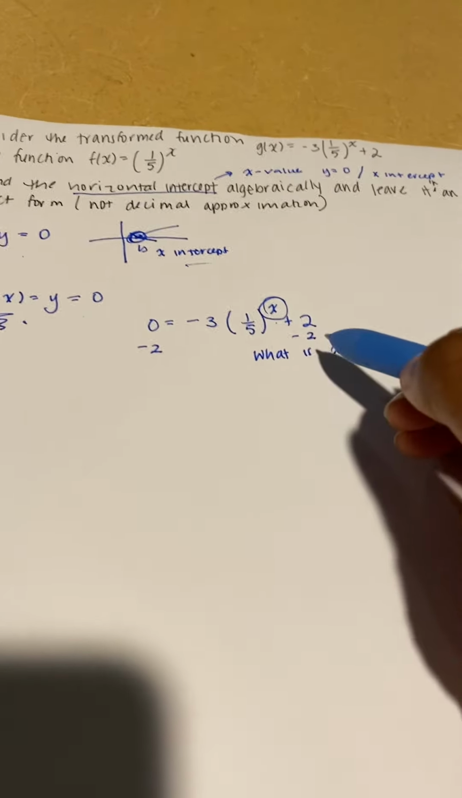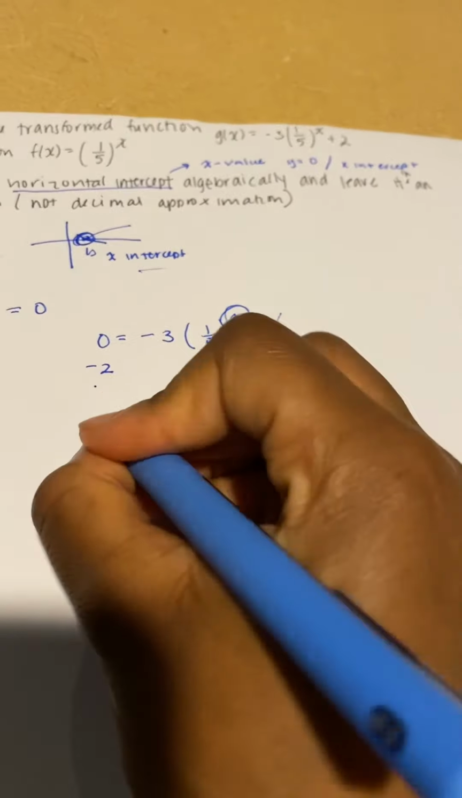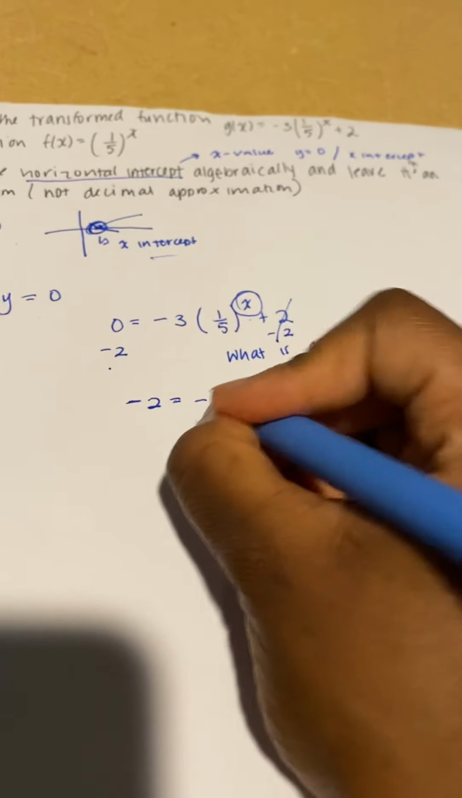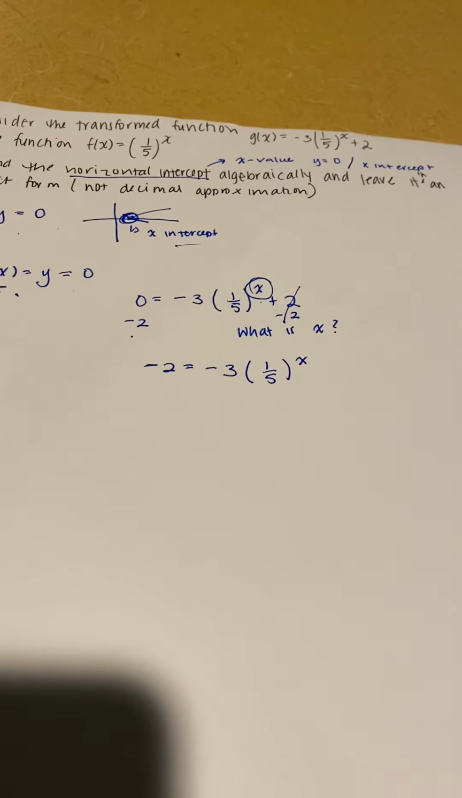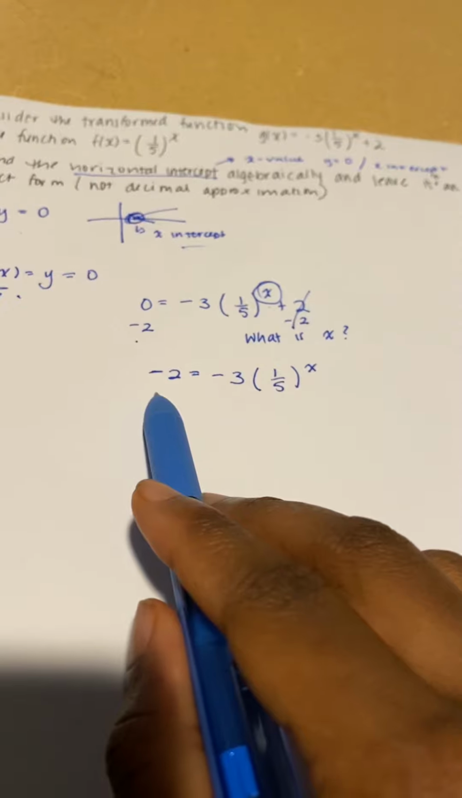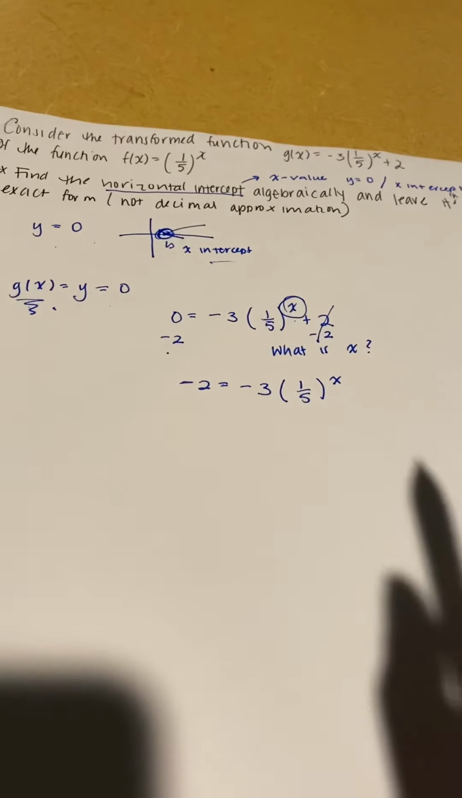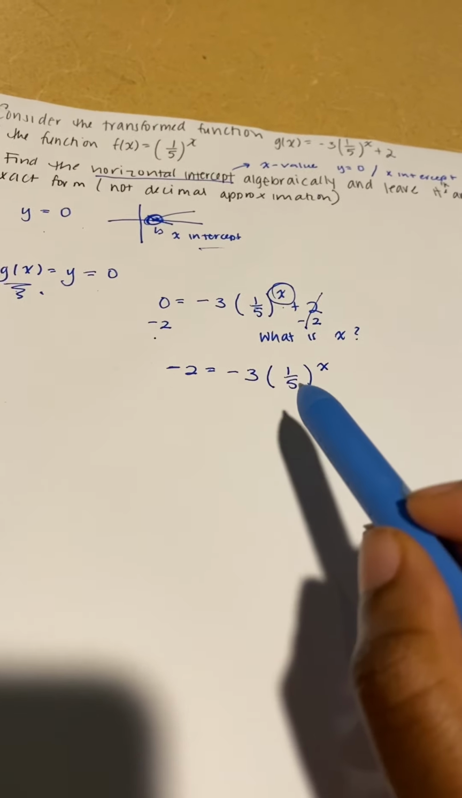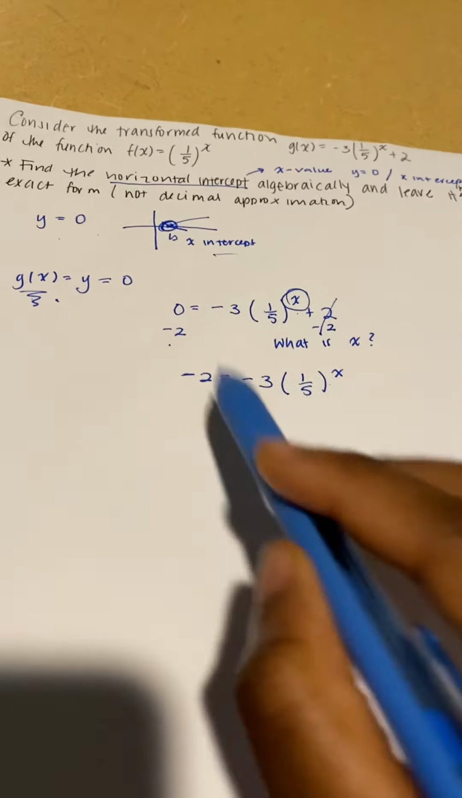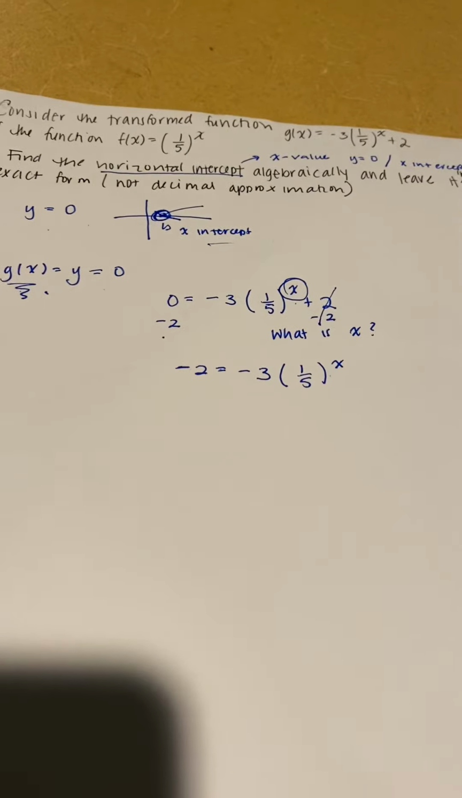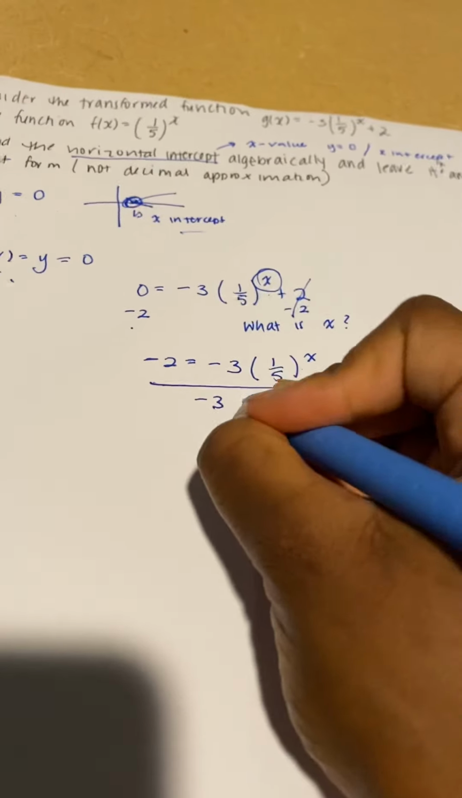Subtracting 2 on both sides, on this side, the 2's will cancel out. And then on this side, you would have -2 equals -3 times (1/5) to the x power. Now we also have to look at other parts of the function that we can get rid of in order to make this as simple as we can. The whole purpose of moving the numbers around is to make this as simple as we can, because we can't solve for x if it has all these other numbers with it, right? So the next easiest step to take is to divide by -3 on both sides.